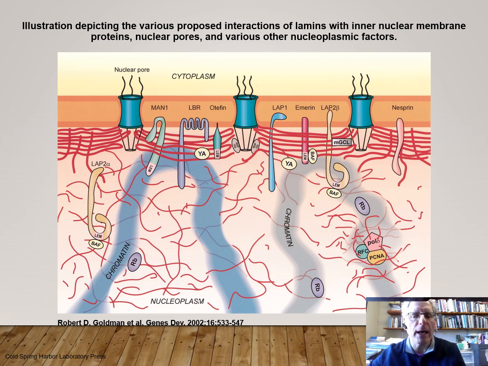Nuclear pores are embedded in the nuclear membrane. The nuclear pore dictates what enters and what exits the nucleus. The nuclear pores also are a binding site for a crucial set of proteins that give the nucleus its structure. And these proteins are shown here. These are called nuclear lamins.